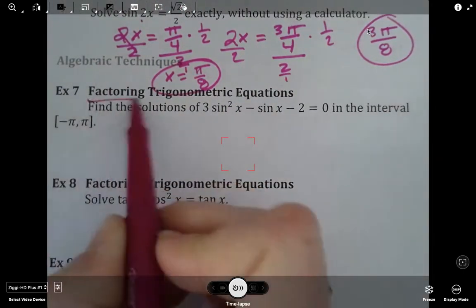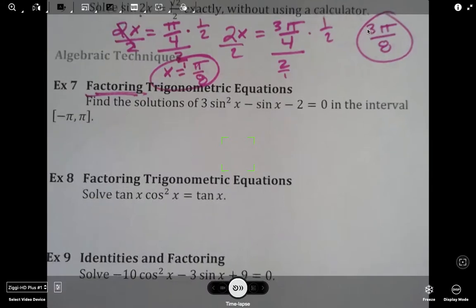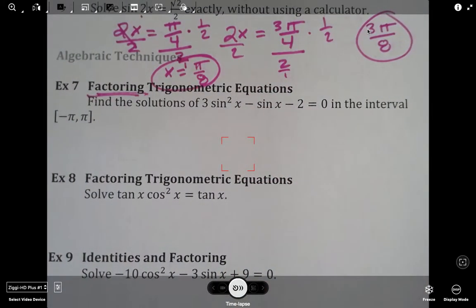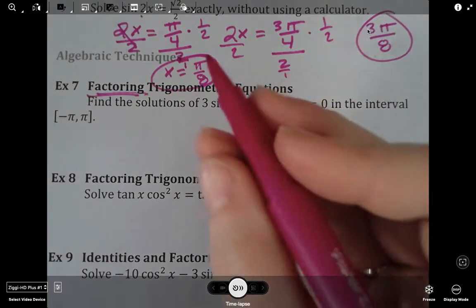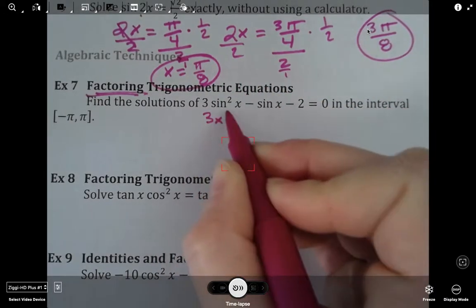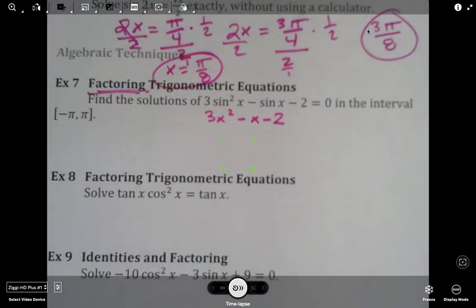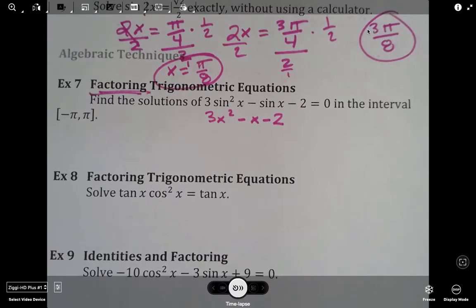You are going to use some factoring to solve this problem. So 3 sine squared x minus sine x minus 2 equals 0. That's a lot of sine stuff, so I'm going to change this. Instead of sine, let's use x's to start with to factor it down, because that makes it a little bit easier for me to think about. And then we'll change it back to sines at the end.